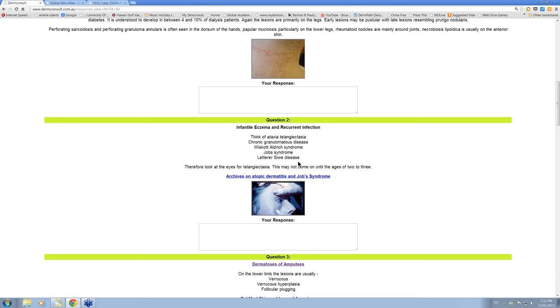Letterer-Siwe disease, the histiocytosis, remember that's going to look like diarrhoea and greasy brown papules, usually in seborrheic areas.